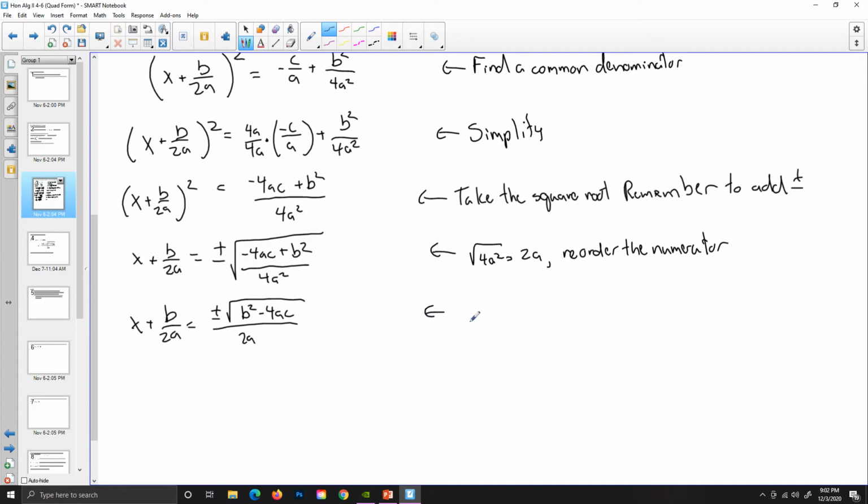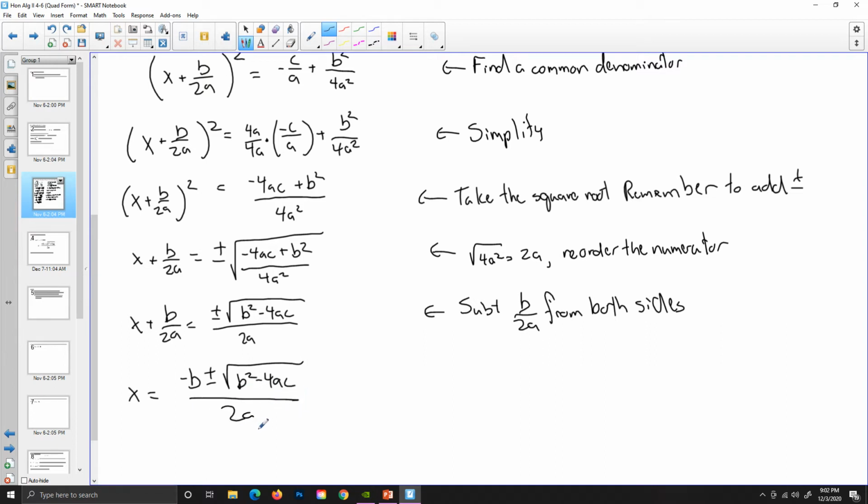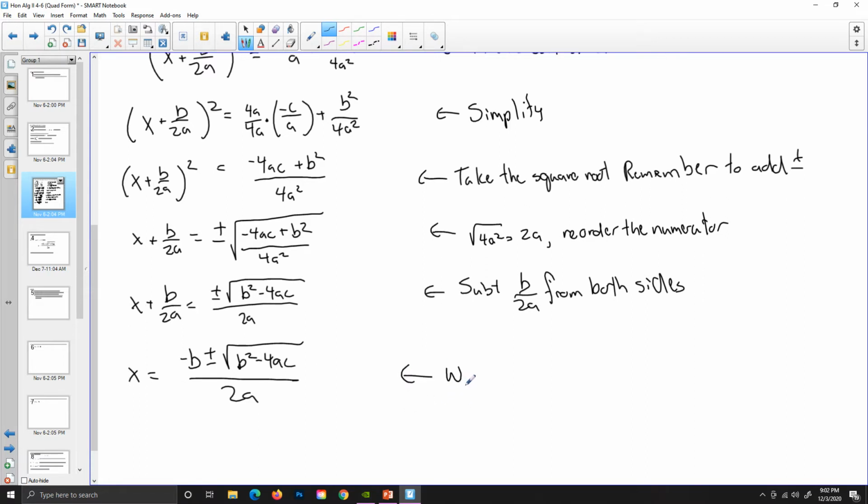And then I'm going to subtract b over 2a from both sides. Now the good news is, when I look at the denominators of these two fractions, they're the same. So I don't have to find a common denominator. I'm just going to subtract, so I'll have negative b, and then it'll be plus or minus the square root of b squared minus 4ac all over 2a. And lo and behold, we have solved for x. And so this is our quadratic formula.